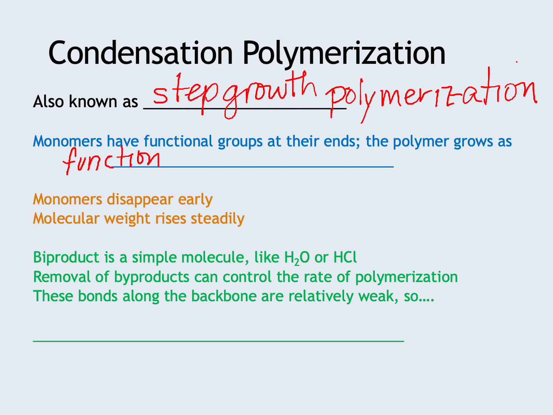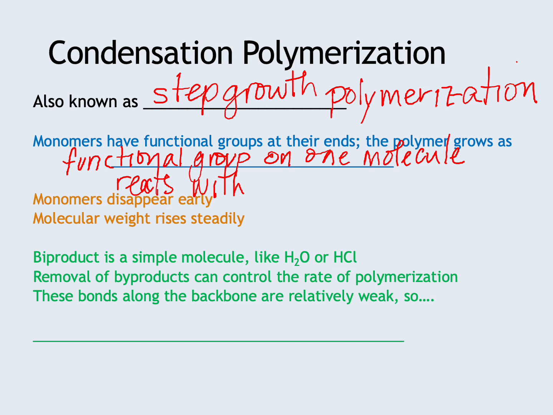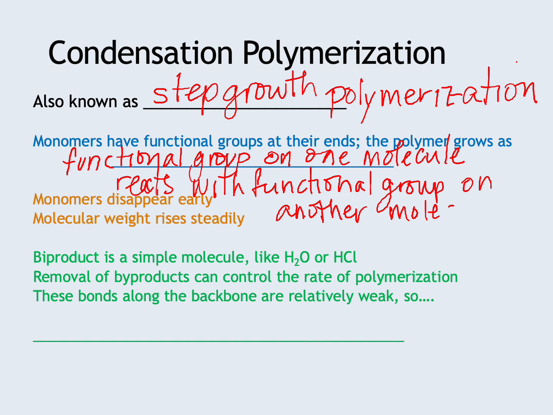A functional group on one molecule reacts with a functional group on another molecule. So in this case, we don't have molecules that are just gradually being added to the end of a growing chain. We have all of the molecules reacting at the same time. And so the monomers disappear pretty quickly, and the molecular weight goes up pretty quickly as well.